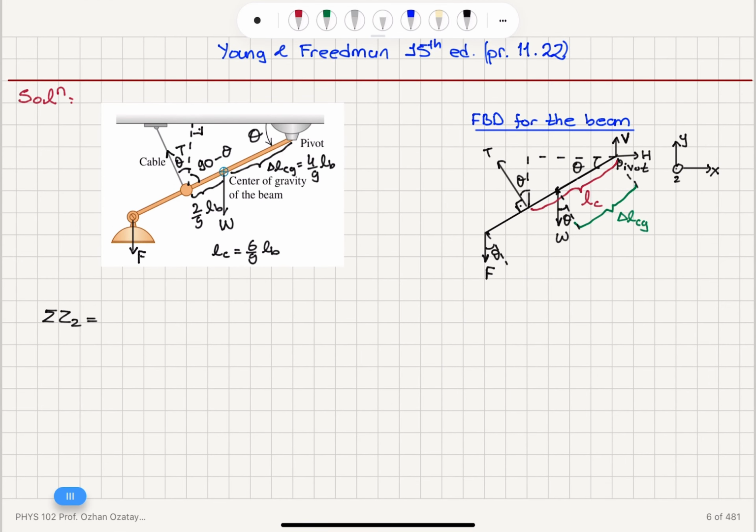That's the first one. Okay, so the weight W has a rotation effect. W cosine theta delta L sub CG is the torque. So remember, torque equals r cross F.